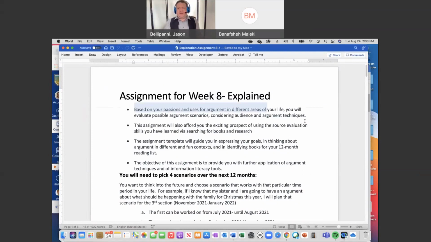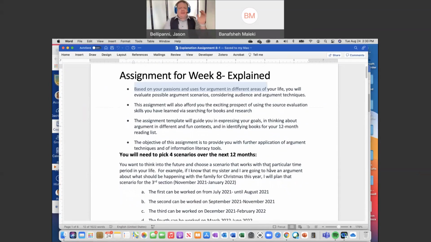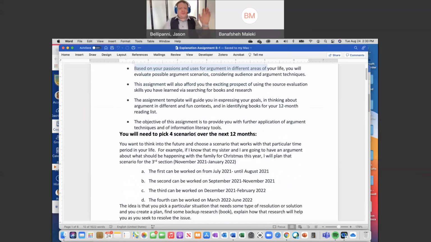Good. Okay, perfect. So what you're trying to do is think of ways in your real life that you can use some of these skills about argument. You need to think of 4 scenarios or 4 episodes over the next 12 months where you will have an opportunity to basically argue with somebody. So you're trying to think of a conflict that might happen at a certain time.